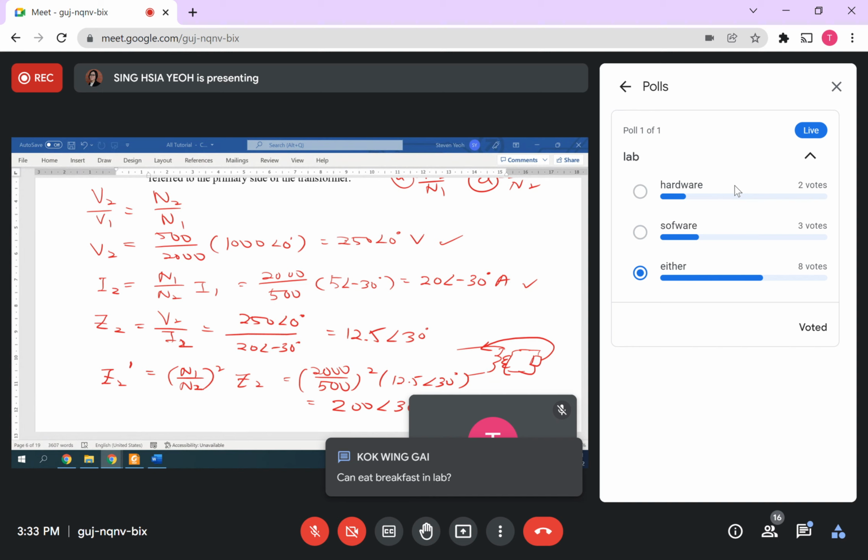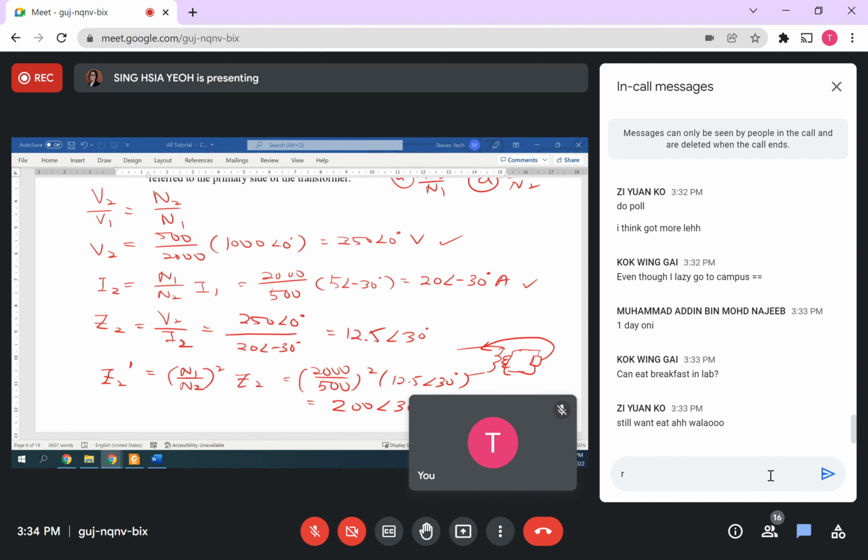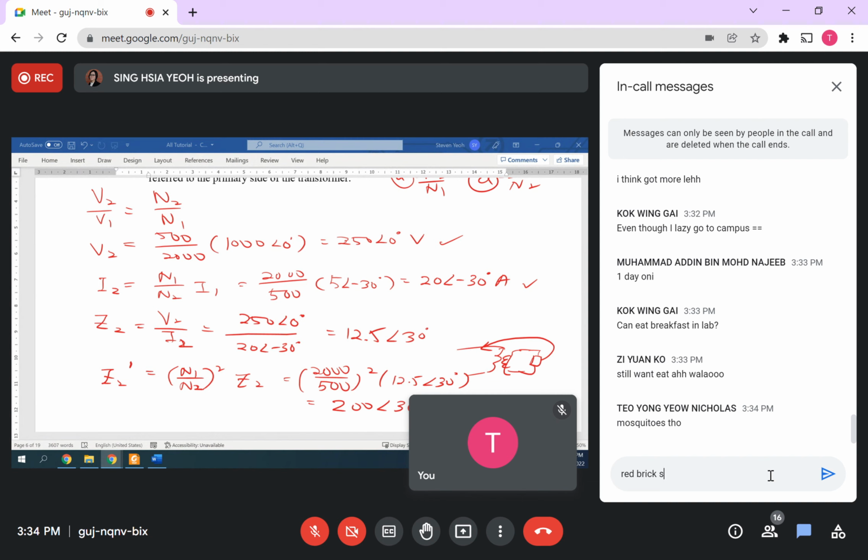You cannot eat in the lab. You can eat outside the lab. Outside the lab there's a corridor, and 1 level below the lab it's actually an open space, a small part like that. You have some tables there, not a canteen, but a place for you to rest, and you can have breakfast there. Three hours only, you can tahan, okay.